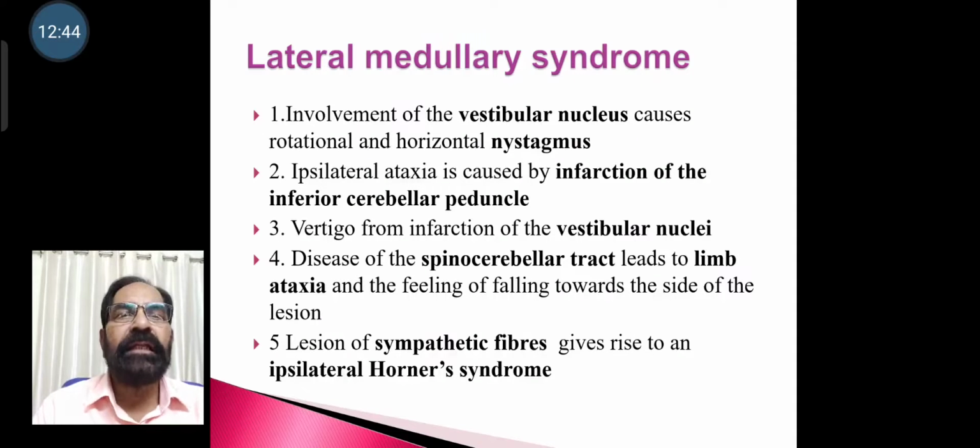So, in the lateral medullary syndrome, we see the following things. Involvement of the vestibular nucleus causes nystagmus. Ipsilateral ataxia is caused by infarction of the inferior cerebellar peduncle. Vertigo from infarction of vestibular nuclei. Disease of the spinocerebellar tract leads to limb ataxia and a feeling of falling towards the side of the lesion. There can also be a lesion of sympathetic fibers giving rise to ipsilateral Horner syndrome.